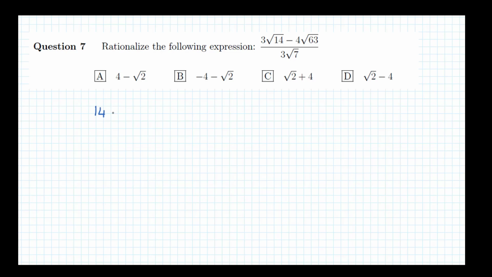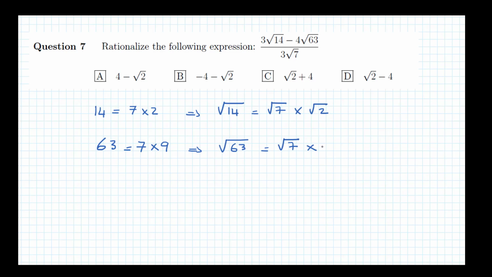First of all, we can see that 14 equals 7 times 2. Also, 63 equals 7 times 9. Which means that square root of 14 equals square root of 7 times square root of 2. And the square root of 63 equals the square root of 7 times the square root of 9, which is equal to square root of 7 times 3, which gives 3 square root of 7. Let's denote by A this expression.